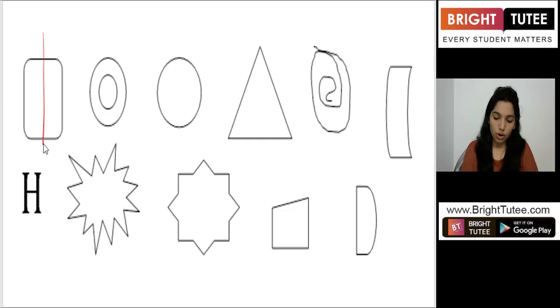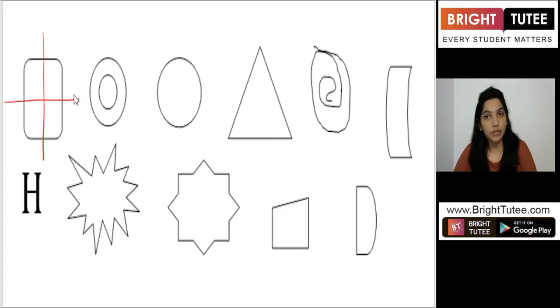If I'm going to draw a line like this, it's going to divide this image into two halves. Similarly, if I draw a line over here, still I can fold and get two equal parts. So this particular image is a symmetrical figure. Similarly, look at this one. We can divide it over here. We can divide it over here. So it is also symmetrical.